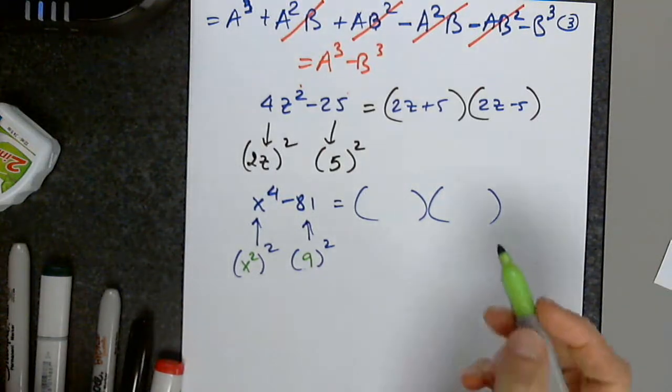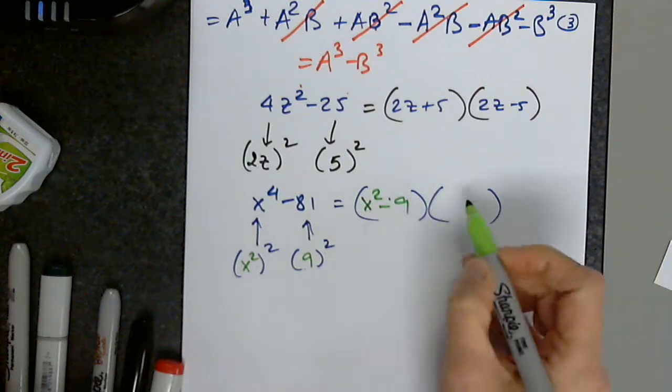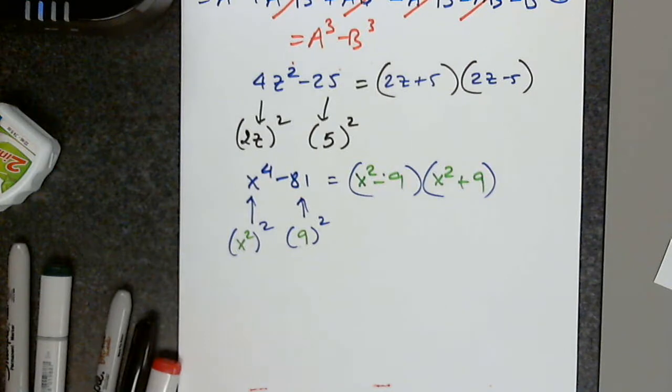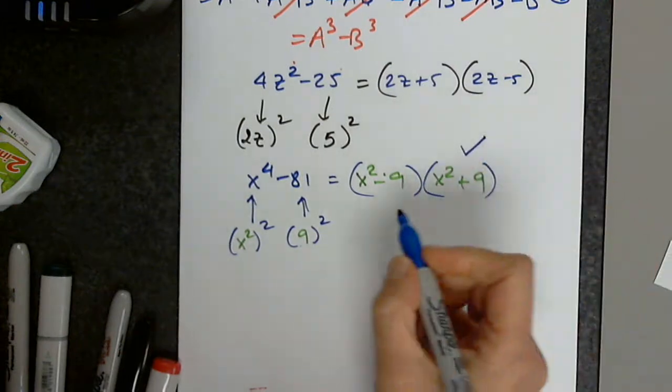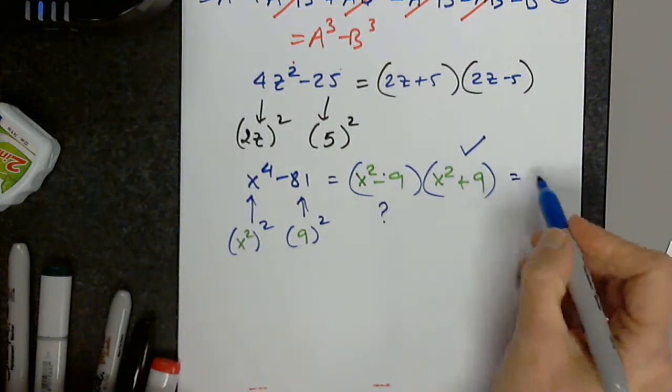So now I know how to factor it. What should I write? Yes. One is plus and one is minus. Good. Now which of these two cannot be further factored? X squared minus 9, or the x squared plus 9. The x squared plus 9 because it's a sum of squares. So no one can do anything to this. But is this further factorable? The answer is yes. How?